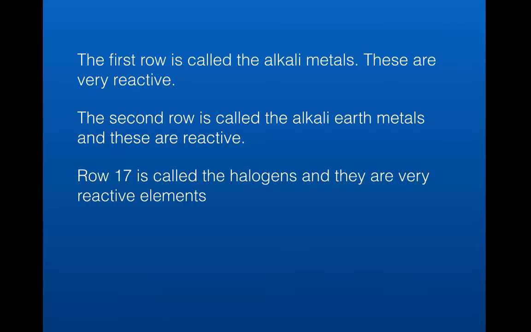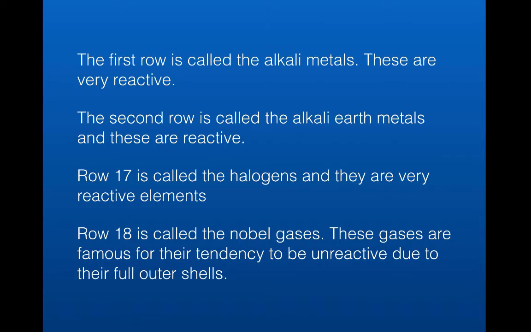Group 17 is called the halogens, and they are very reactive elements. These include fluorine, chlorine, bromine, and iodine. Group 18 is called the noble gases. These gases are famous for their tendency to be generally unreactive, and this is due to the full outer shells that they have.